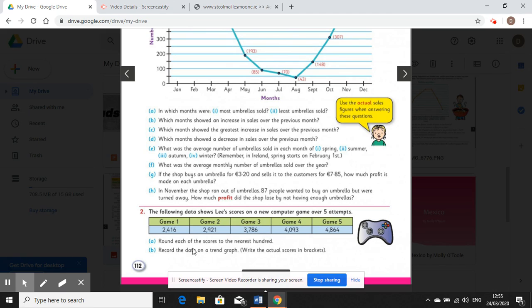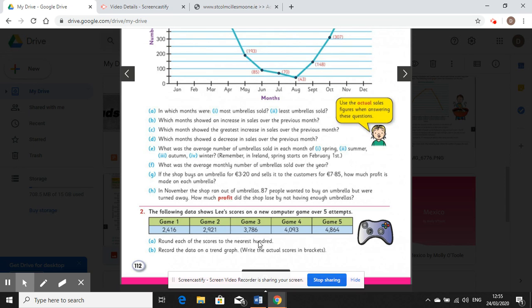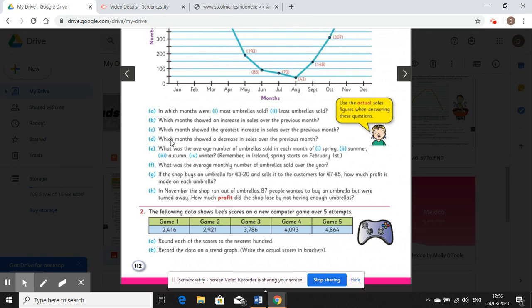Then it says record the data on a trend graph. So it says write the scores in brackets like they have done in the previous sum up there. Now, this is quite tricky because there's a lot of data there. So I suggest normally when we're doing our data, for example, we would start our scale at 0. But I suggest do something else. Maybe we might start this graph at 2000, the scale at 2000 on our y-axis, because or else we wouldn't have enough space in our graph.